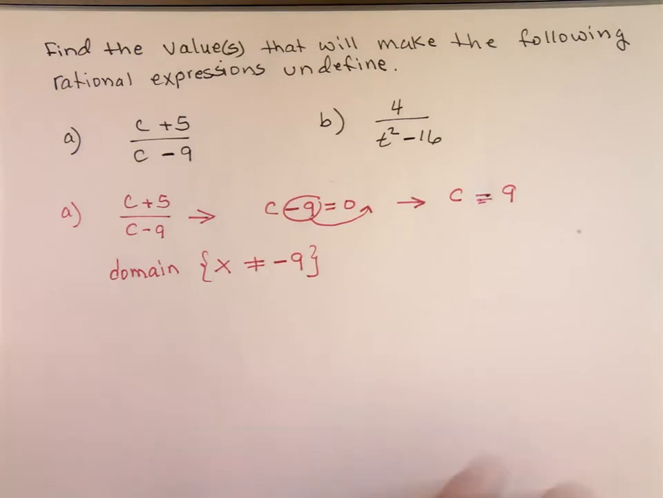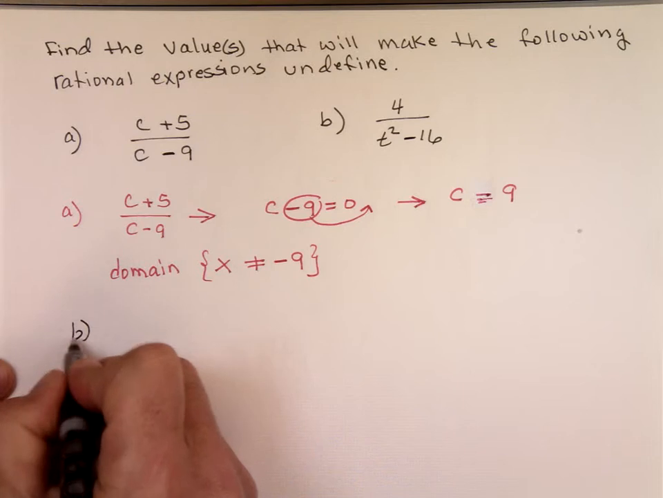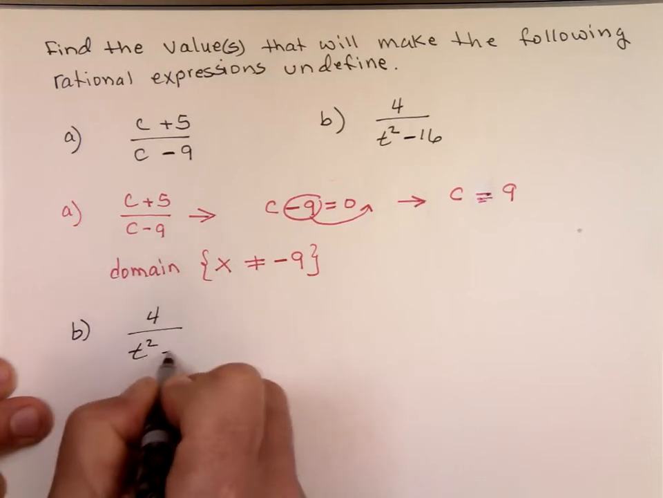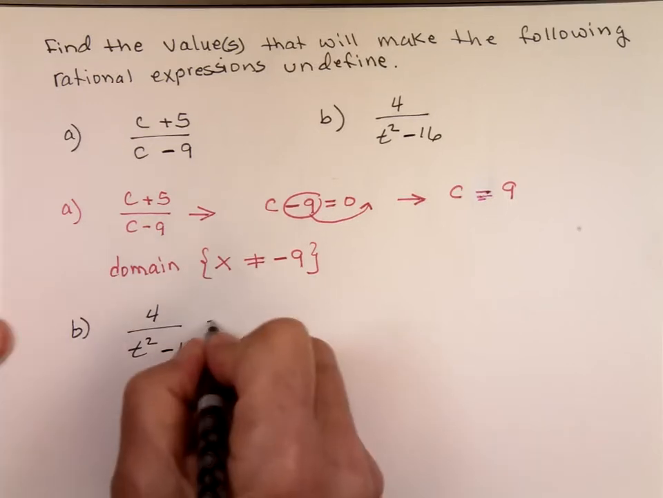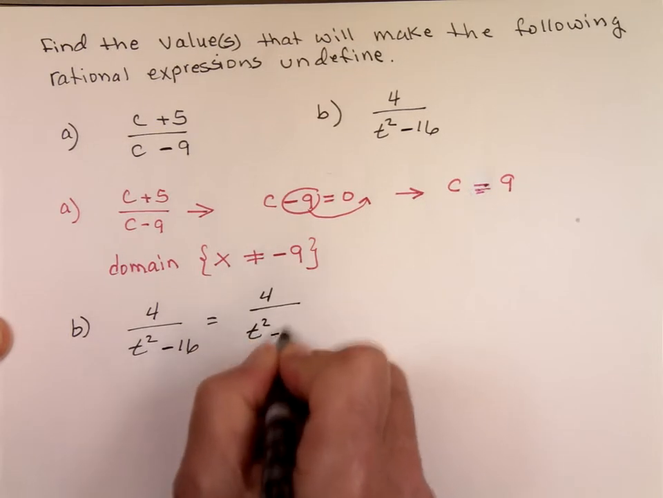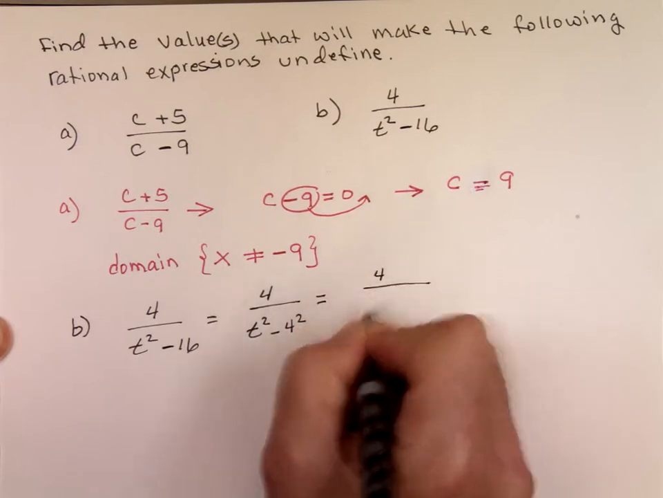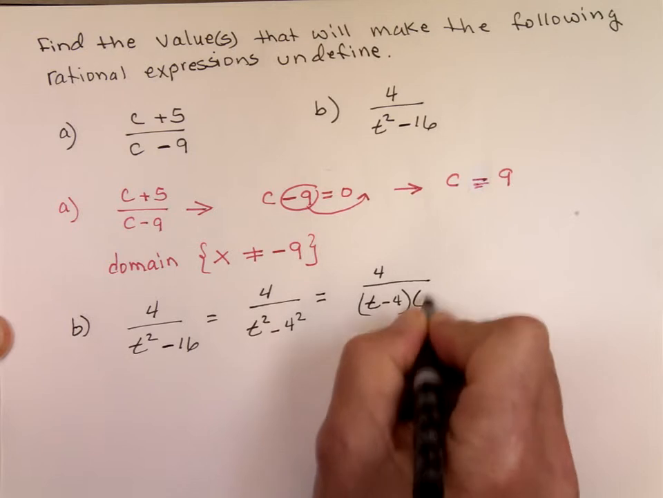Now let's look at B. 4 over t squared minus 16. Now I can factor t squared minus 16. And that's the difference of two squares. Remember, that's t squared minus 4 squared, which when you factor that, that's t minus 4, t plus 4.